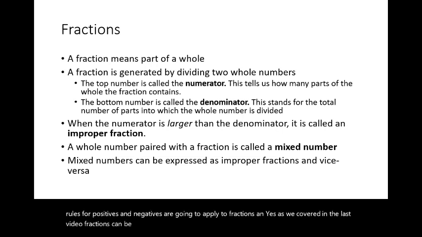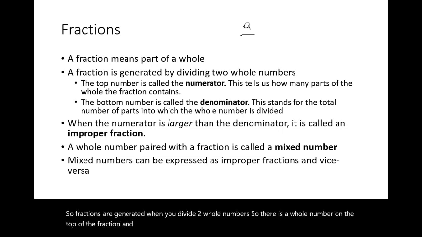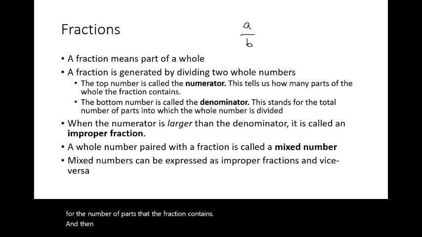Now, just a recap of fractions, a fraction is a part of the whole. So fractions are generated when you divide two whole numbers. So there is a whole number on the top of the fraction, and the top number is called the numerator, and the numerator stands for the number of parts that the fraction contains. And then on the bottom is another whole number called the denominator. The denominator is the total or the whole that is being divided.